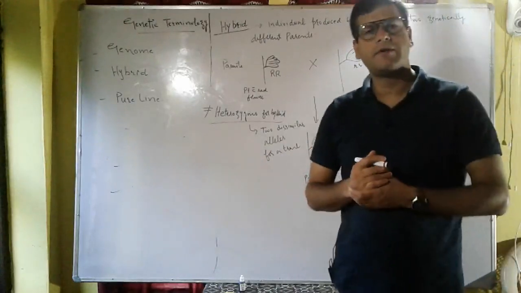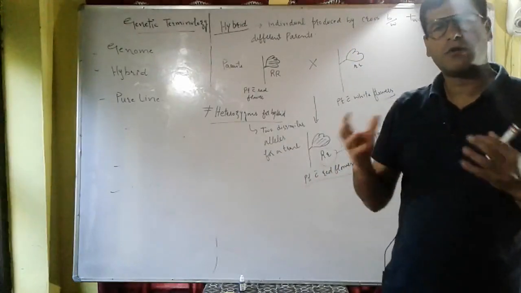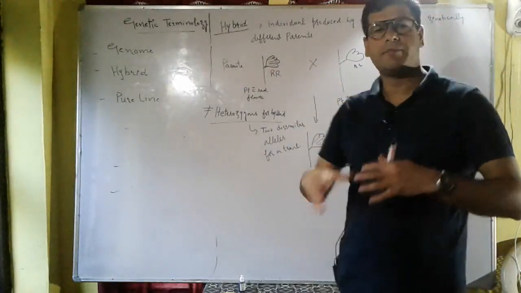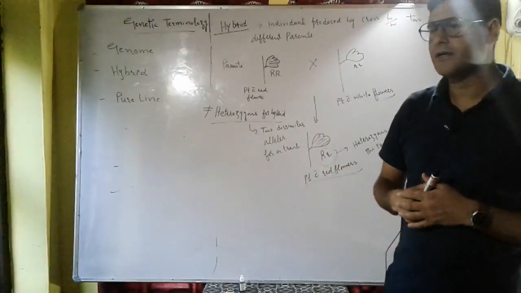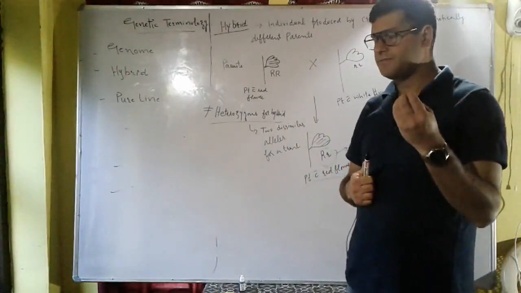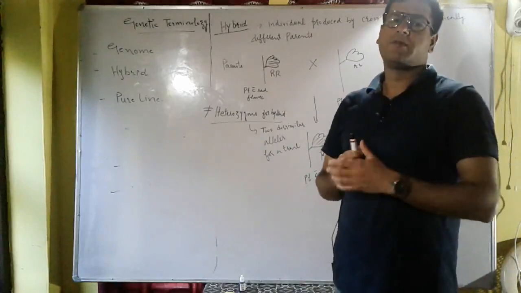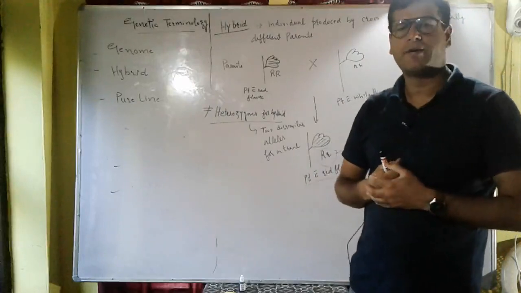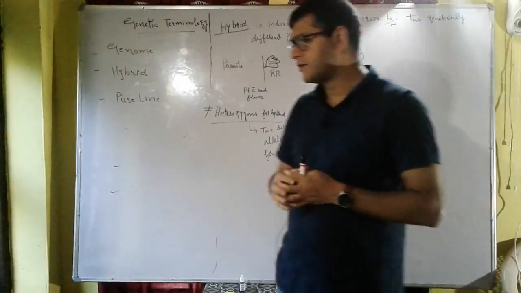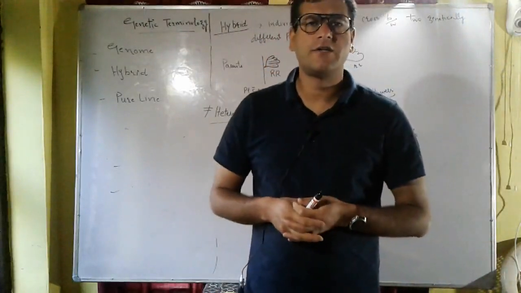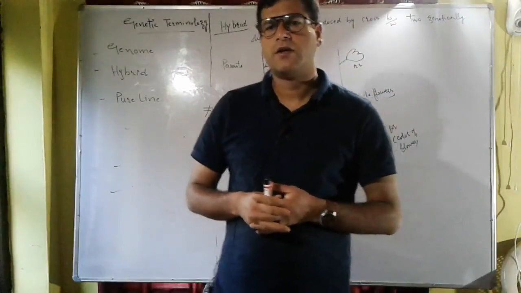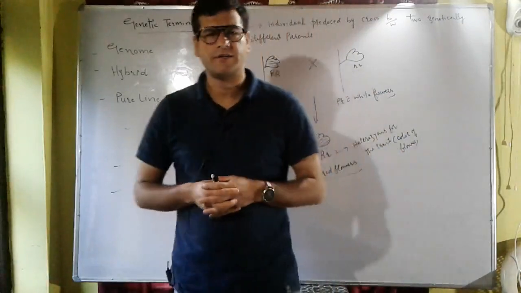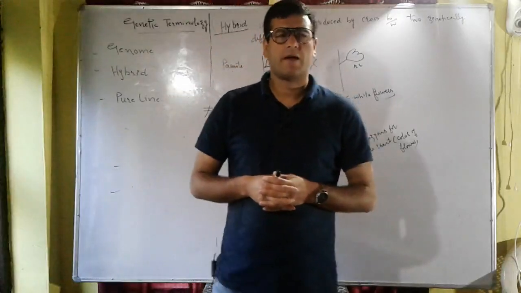So what do we mean by hybrid? Hybrid is an individual which is formed from a cross between two genetically different parents, and this hybrid is an offspring, a progeny, which has two dissimilar alleles for a trait. Sometimes we use the term heterozygous for the hybrid. This hybrid has the desirable characteristics. That means this hybridization technique is mostly done in the case of self-pollinated plants.